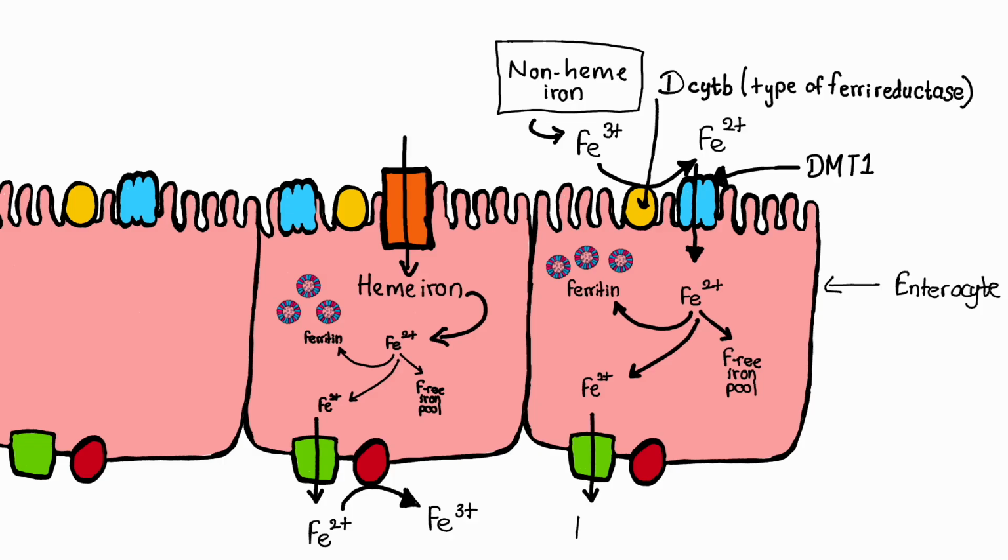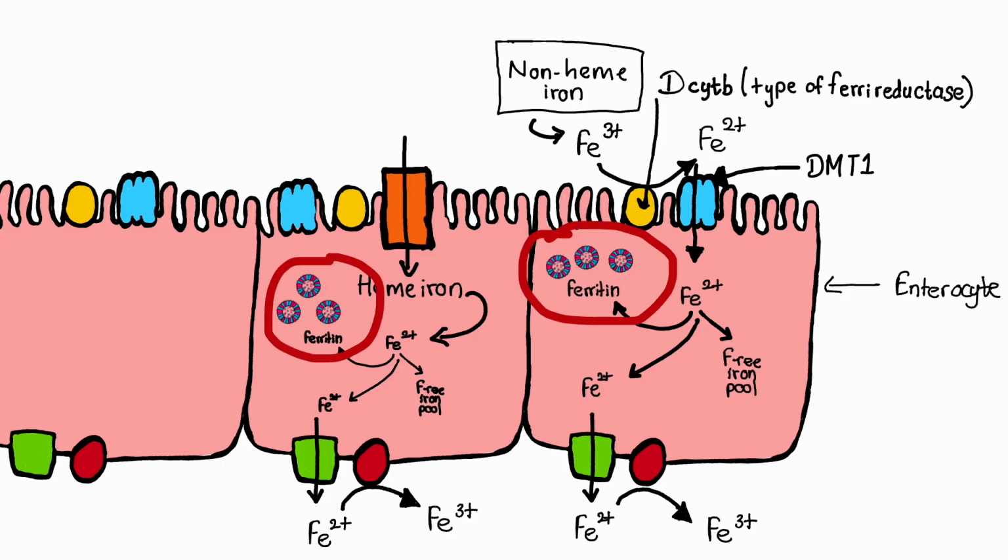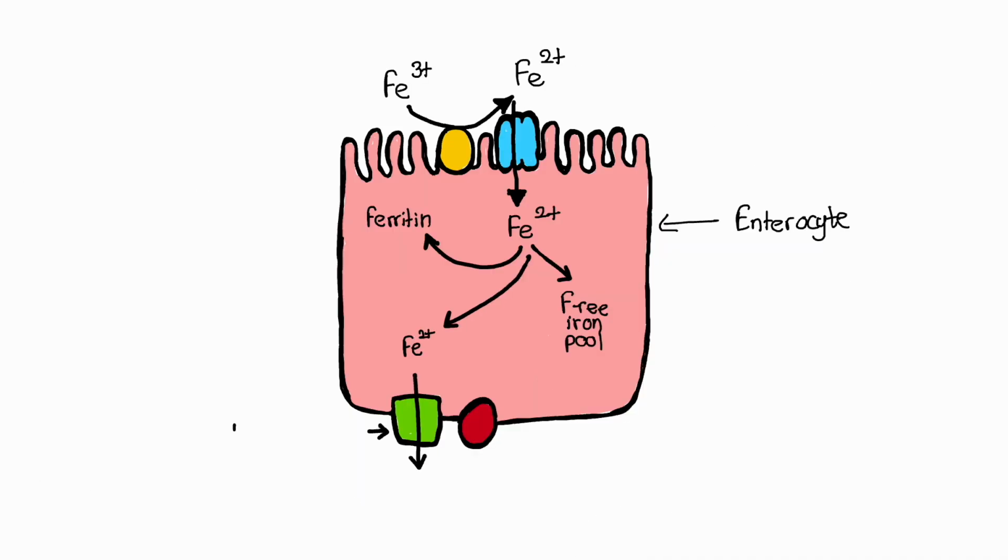Within intestinal epithelial cells, iron can be temporarily stored bound to ferritin, or it can be exported across the basolateral membrane into the circulation. Let's talk about how this happens, whether it be exporting iron into the circulation from enterocytes or from macrophages or hepatocytes that store iron. This is mediated by a transmembrane protein called ferroportin. This is actually the only known cellular iron exporter in mammals.